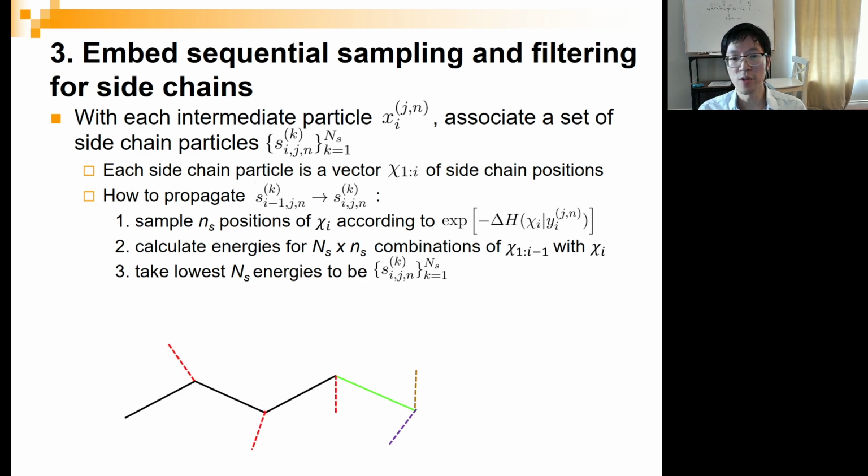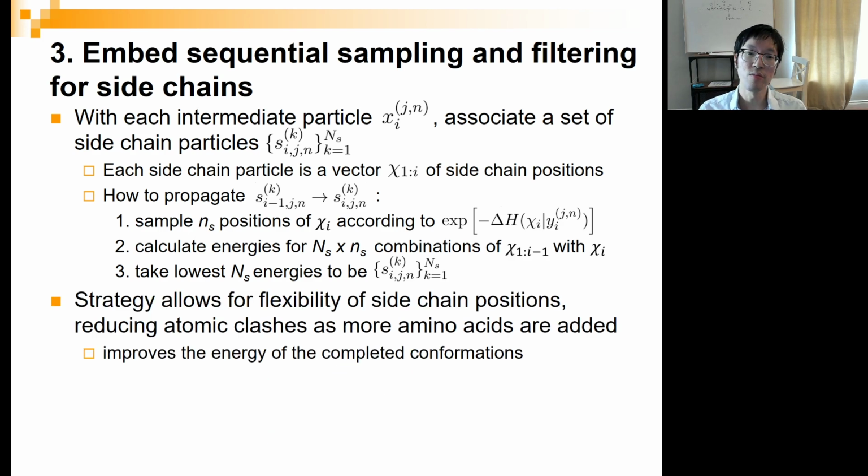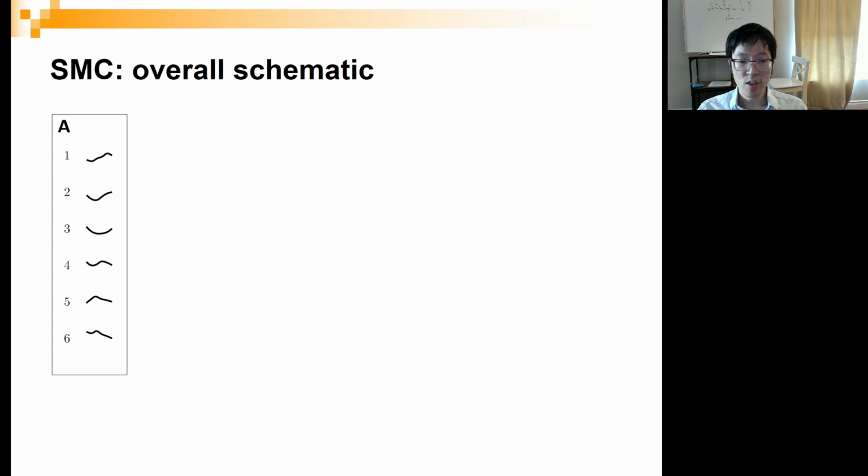Here are some possible sidechain conformations in the brown and the purple. We need to assess how they perform energetically with the side chains of previous amino acids that we've built. So basically we do a filtering step that assesses the interactions between the side chains that we're adding on our current amino acid with the side chains of the existing ones. That also helps stabilize the energy and reduces atomic clashes as we build our segment. So that summarizes the method.